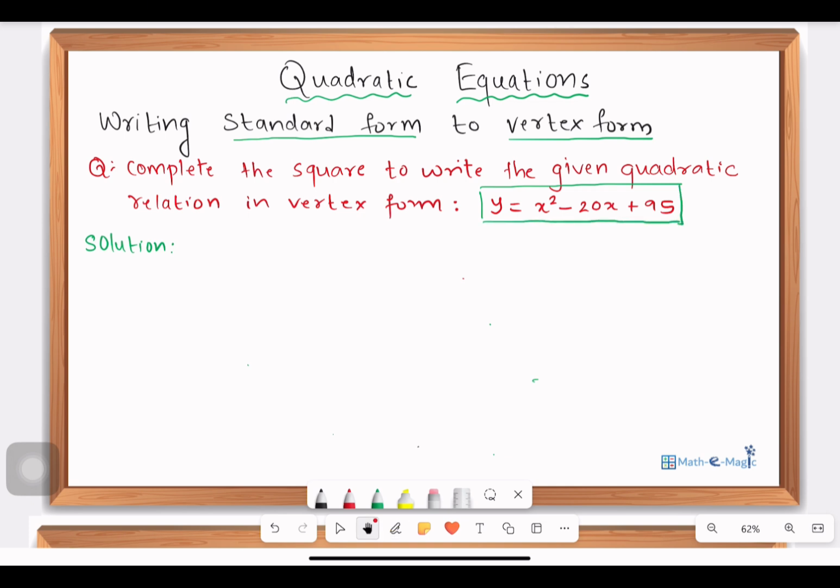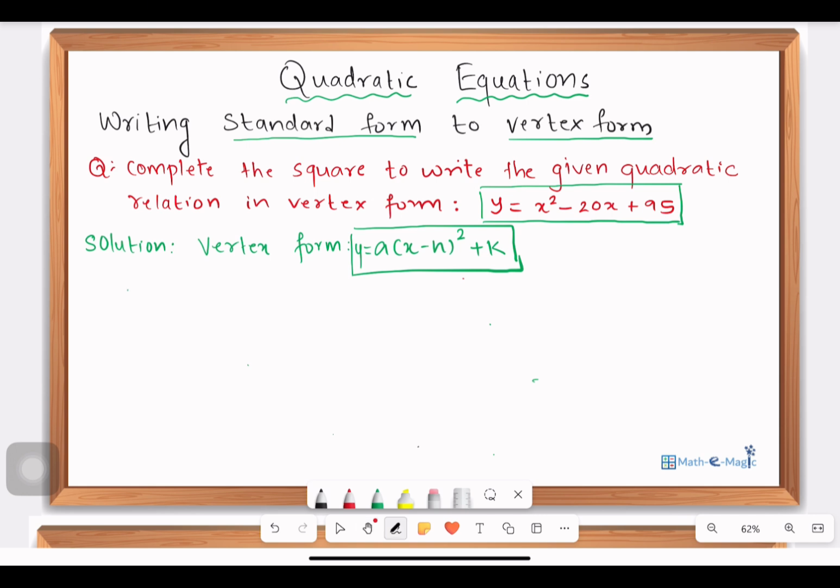So let us first see what vertex form is. Vertex form is a(x minus h) the whole square plus k. This is our vertex form, where h and k is the vertex.